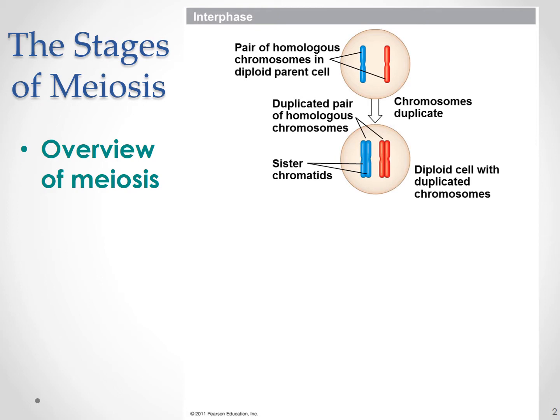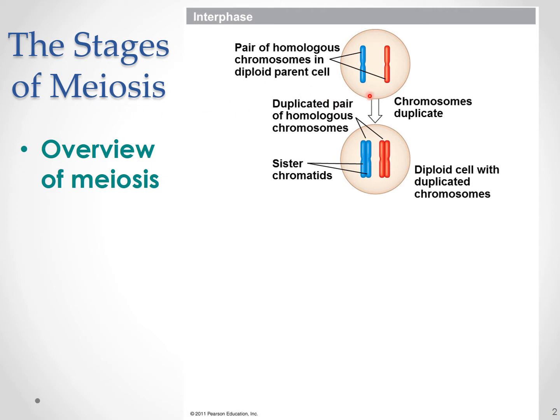So meiosis is preceded by an interphase similar to mitosis. Remember, during interphase, we have G1, G2, and S phase, not particularly in that order, but S phase is when the chromosomes are duplicated. So remember, the purpose of meiosis is to produce the gametes.